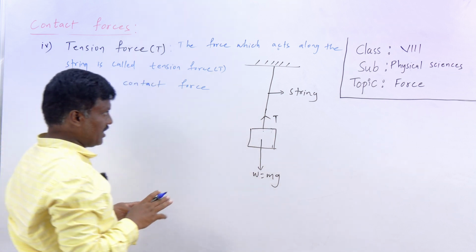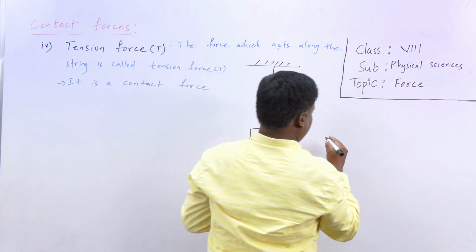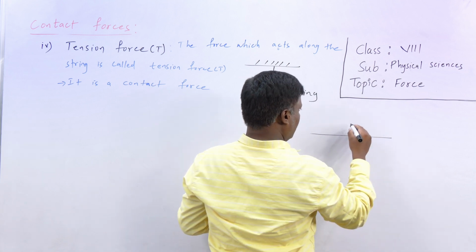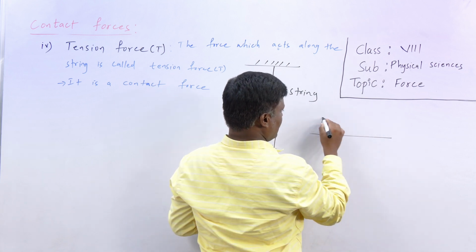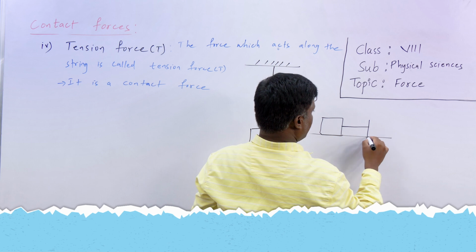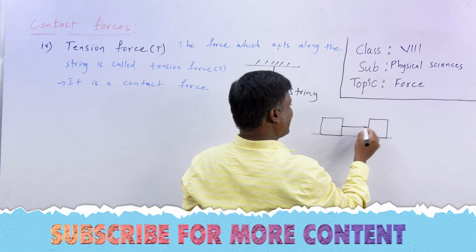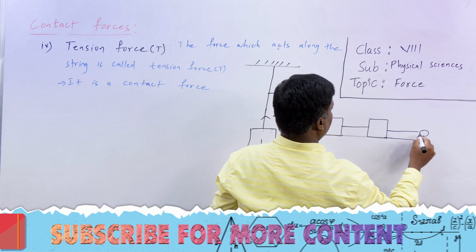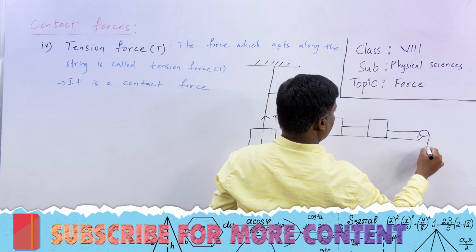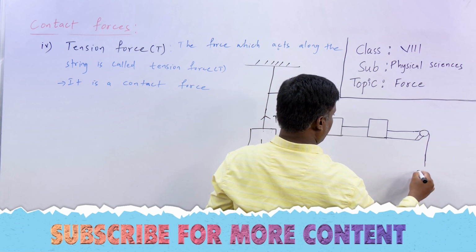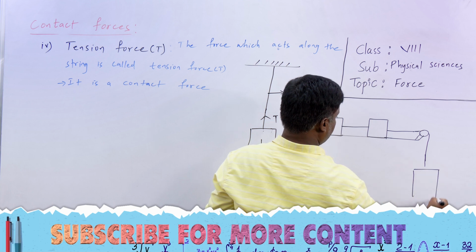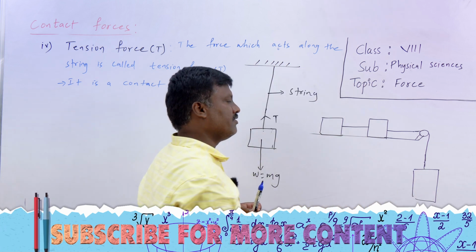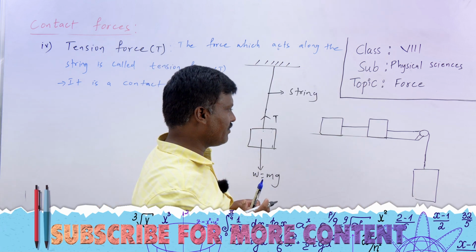I will explain one more example for better understanding. Let's say this is the table. Here one block is arranged this way. Both blocks are connected with one string. And here we have a pulley. Now this thread is passing over the pulley, and that is connected to one more block this way. So where can we expect the tension forces?